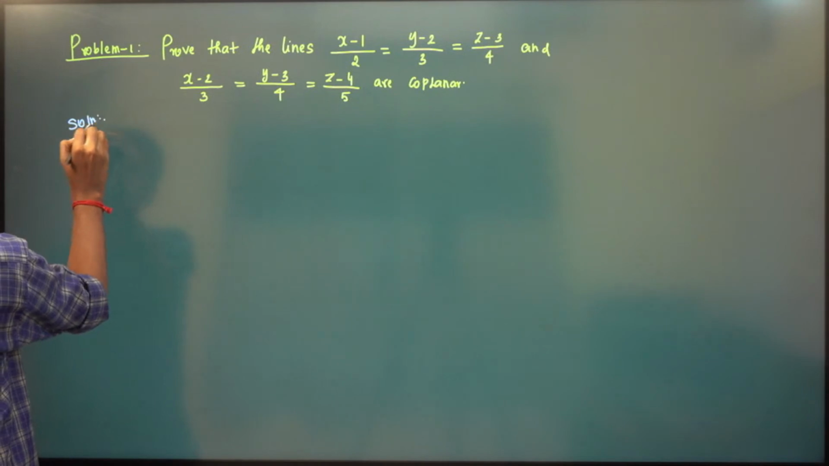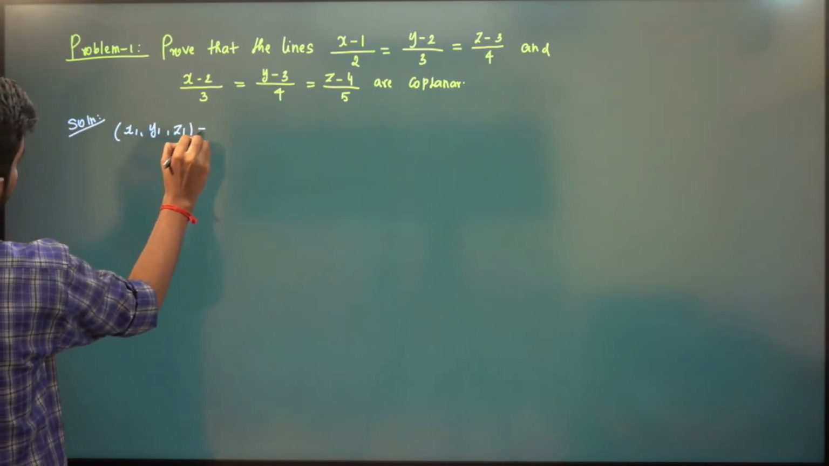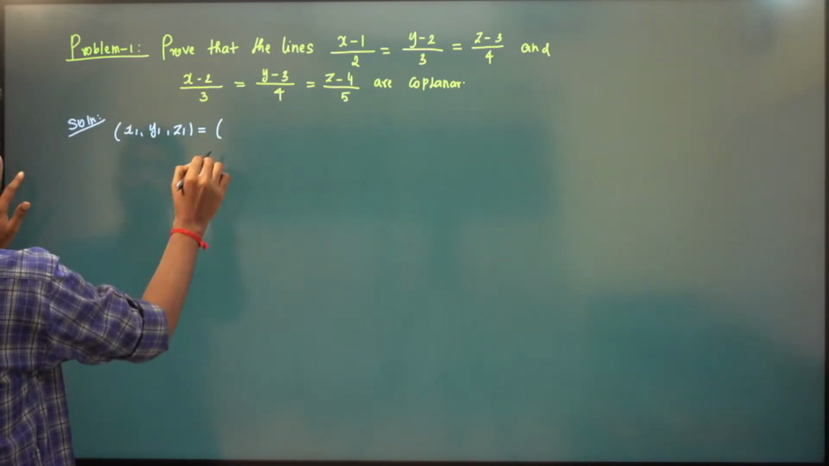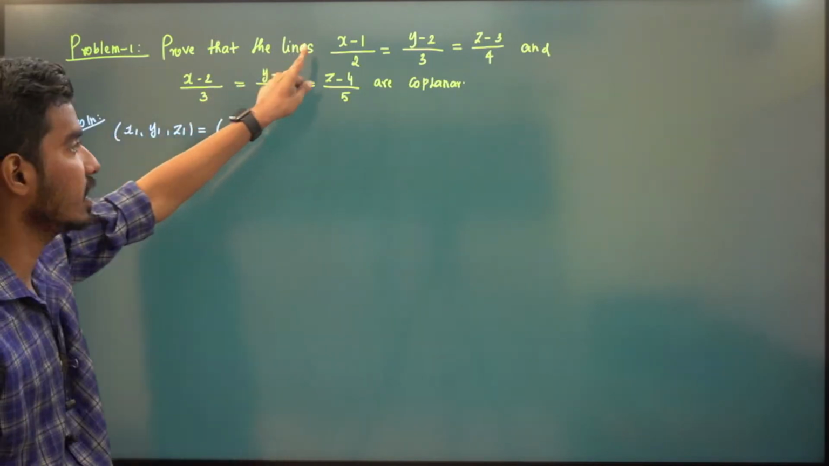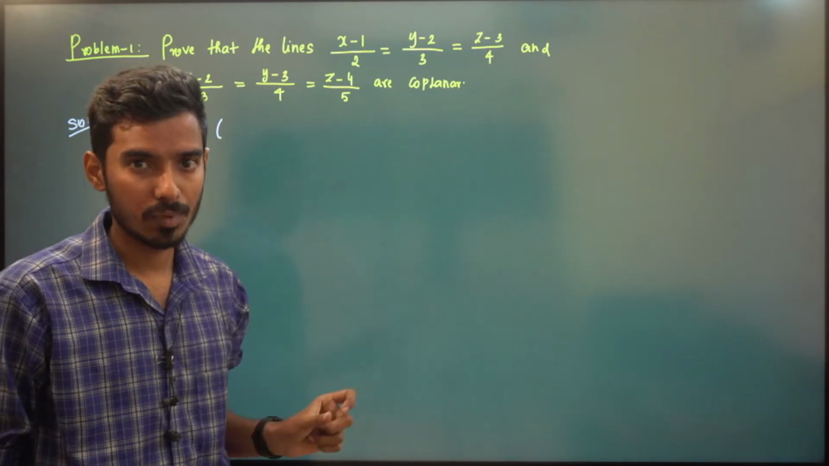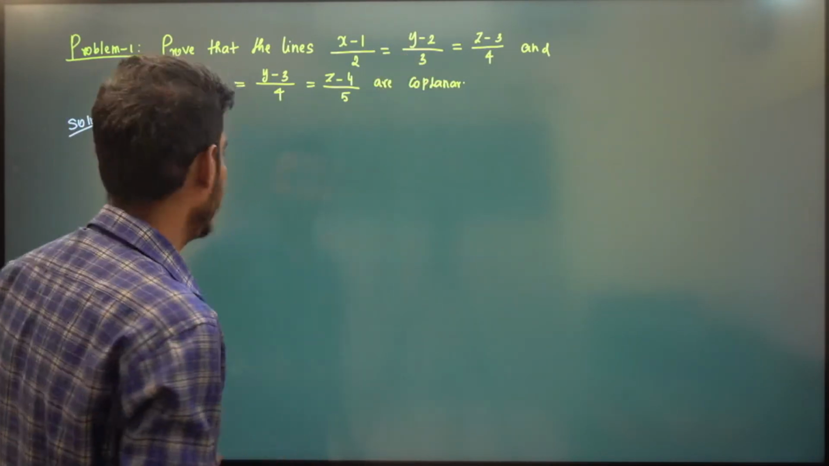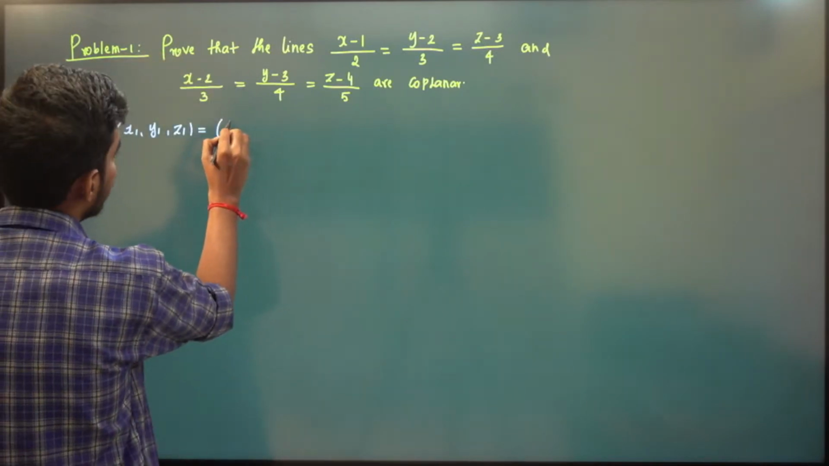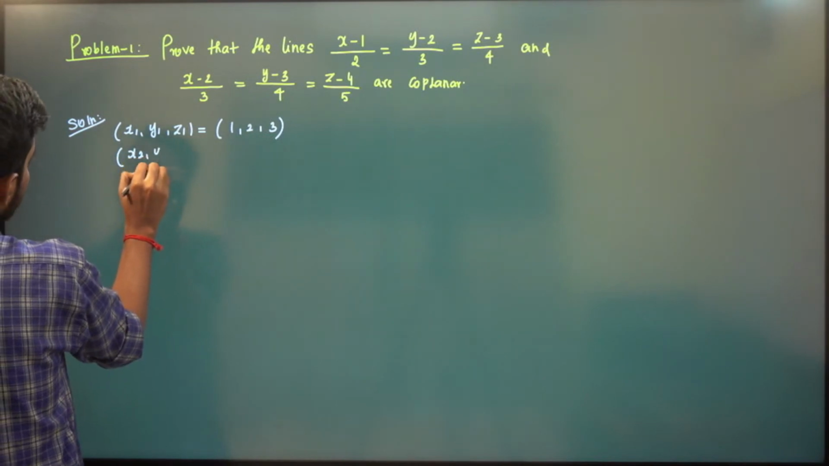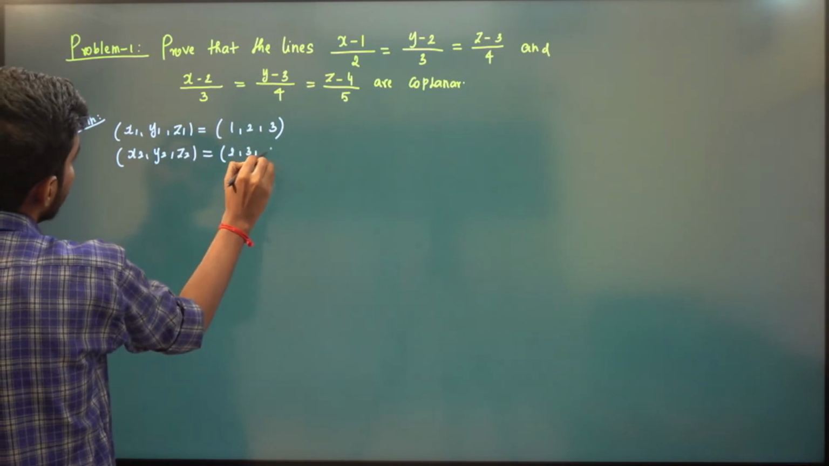So what is the condition? What is x1, y1, z1? It is 1, 2, and 3, right? See, you make sure that it is in symmetrical form: x minus x1 by a, y minus y1 by b. It has to be in that form, right? If it is minus y or something, you need to alter slightly. So x1, y1, z1 is 1, 2, and 3. x2, y2, z2 is 2, 3, and 4.